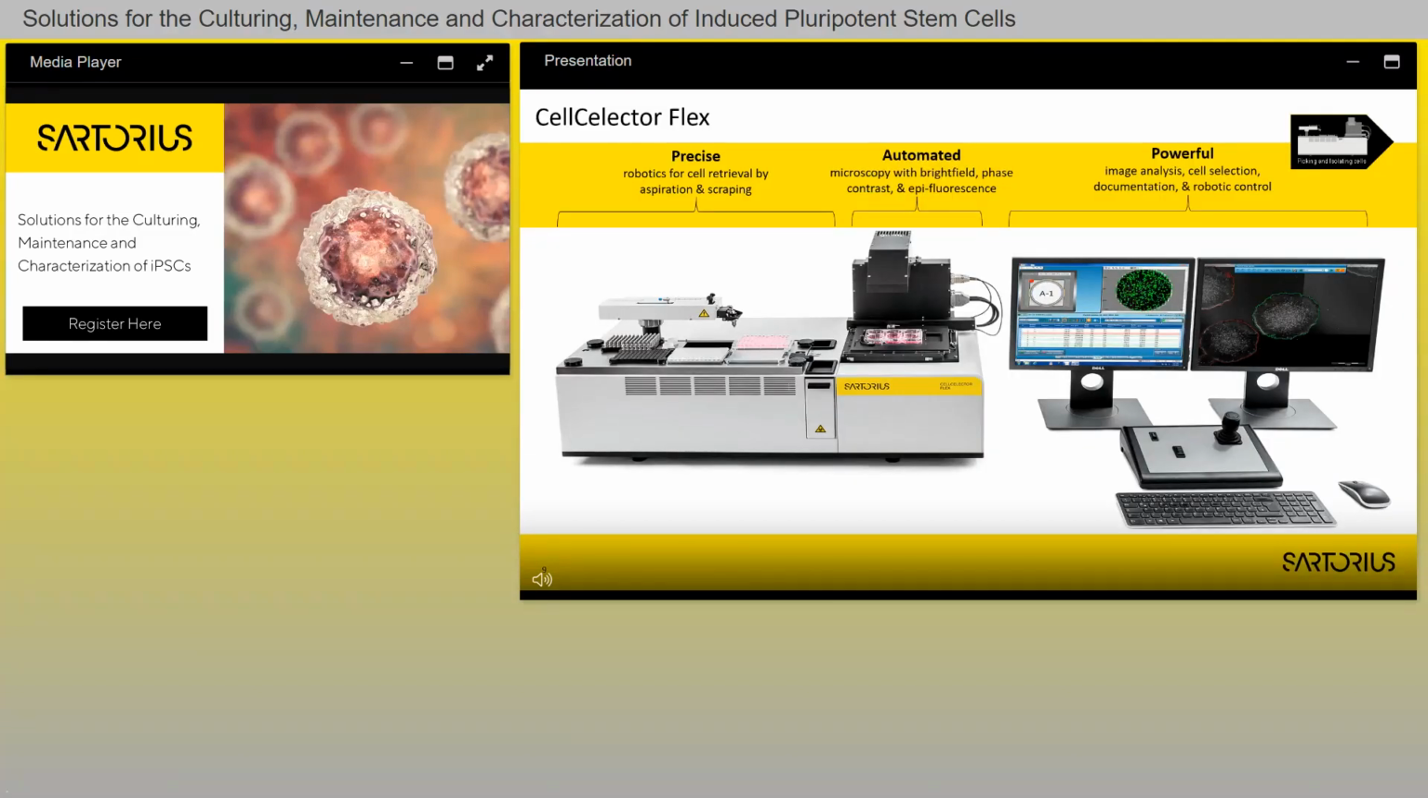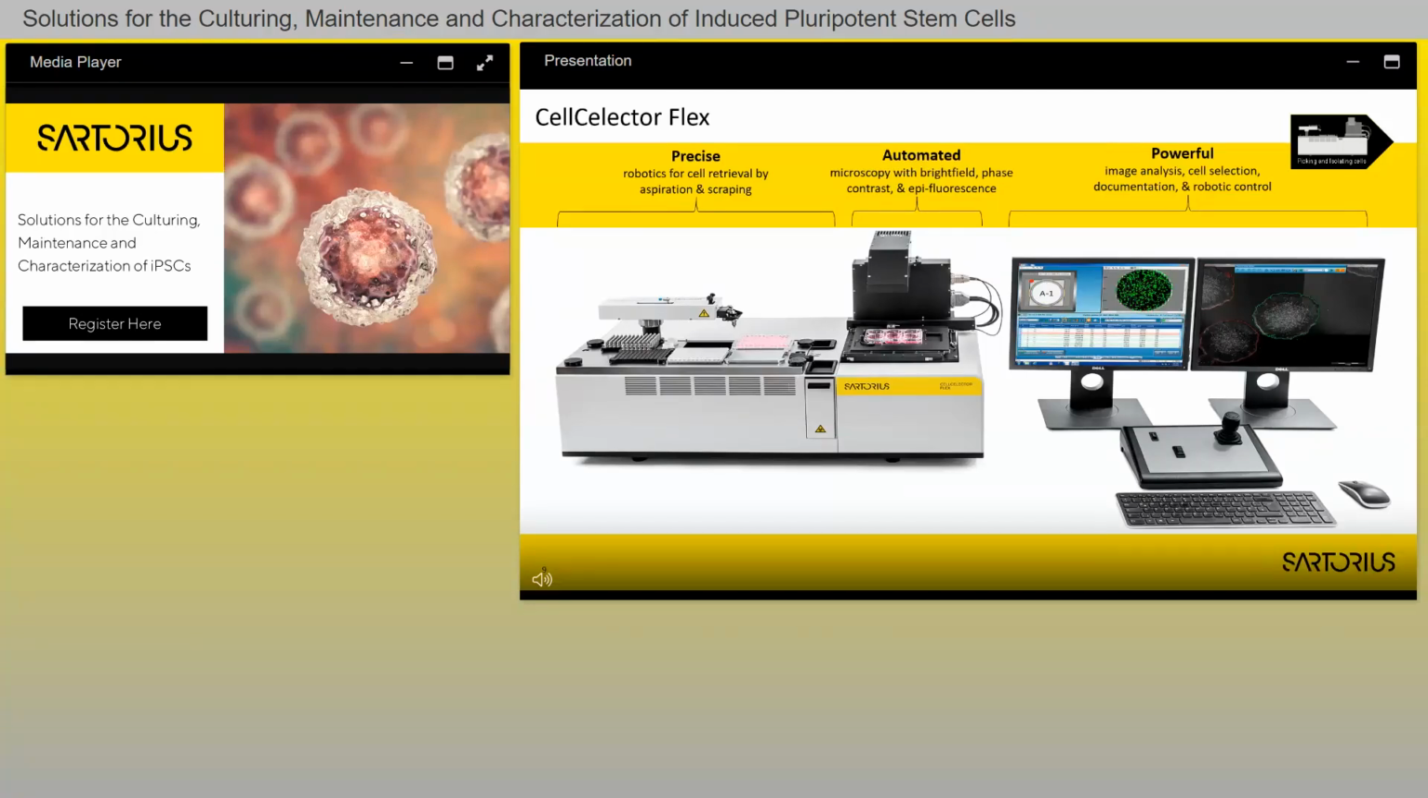Here is the cell selector Flex system. On the left-hand side is the cell selector system with the picking arm and the objectives. And then on the right-hand side is the computer system that you would need to control the cell selector Flex. So what we have is a very precise robotic arm for cell retrieval by aspiration and scraping. And we have automated microscopy with bright field, phase contrast, and epifluorescence.